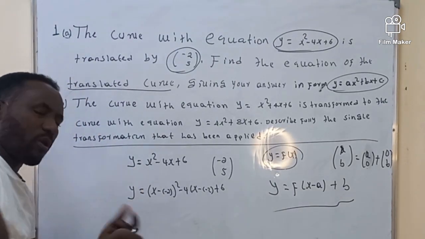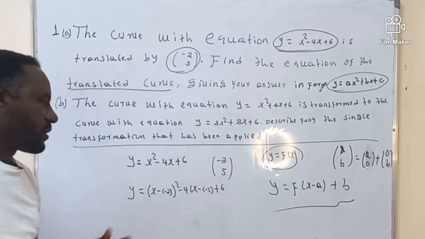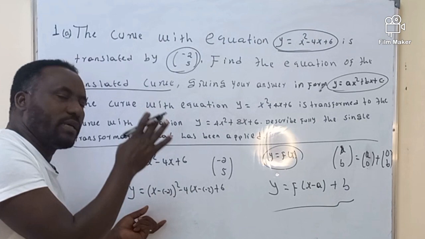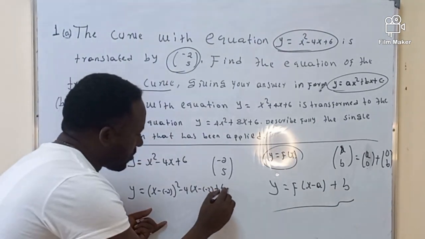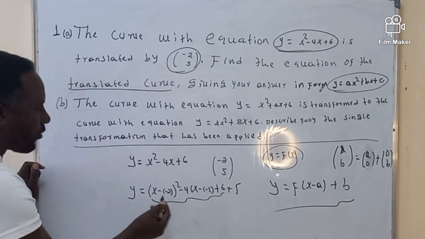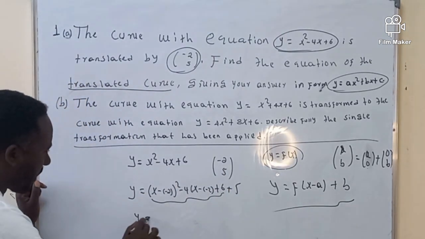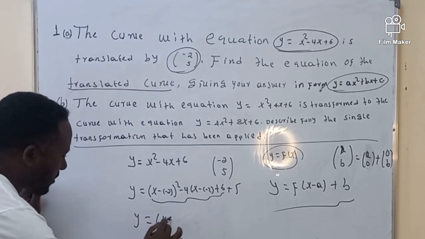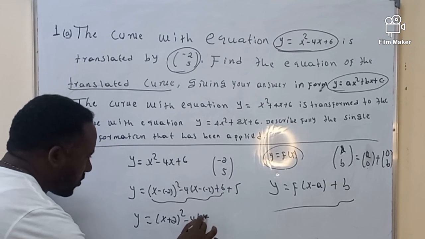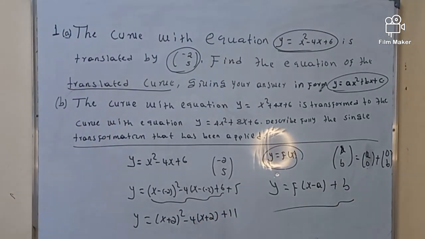But after we have already moved this horizontally by some units, we then have to move this vertically 5 units up. So this is going to be plus 5. That means now on this value we're going to add this 5. Then y will be, you know, (x plus 2) the whole square minus 4 into (x plus 2) plus 11. This is the solution.